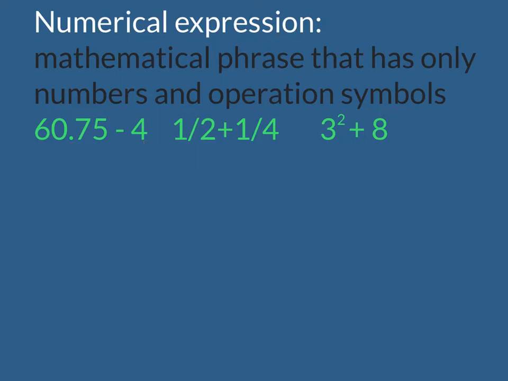60.75 minus 4, 1/2 plus 1/4, 3 squared plus 8. You can see each of these examples only have digits and numbers in their equations.